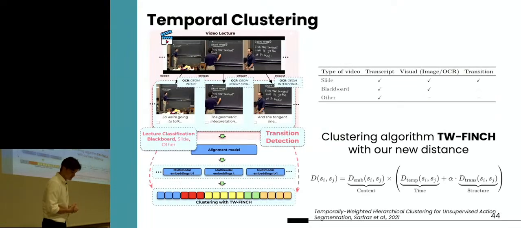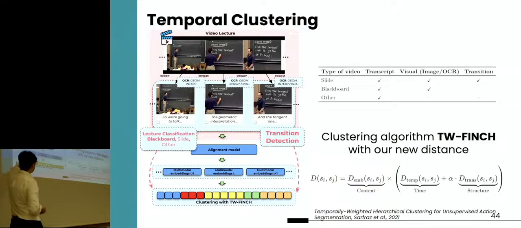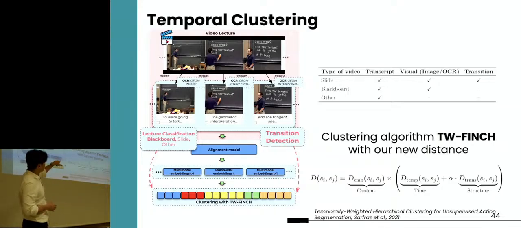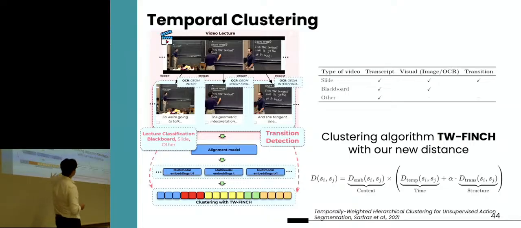And now that we have all the multimodal embeddings from each segment, we use TW-Finch to cluster them together to get the final chapters. But the thing we do differently is that now we have the detection of the type of the video, we use the information differently. For example, when we know that we work on slides, we will use the transcripts, the visual, and the transition information. But when we are working on Blackboard, we will only use the transcript and visual because there's not really a lot of transition information in this type of videos.